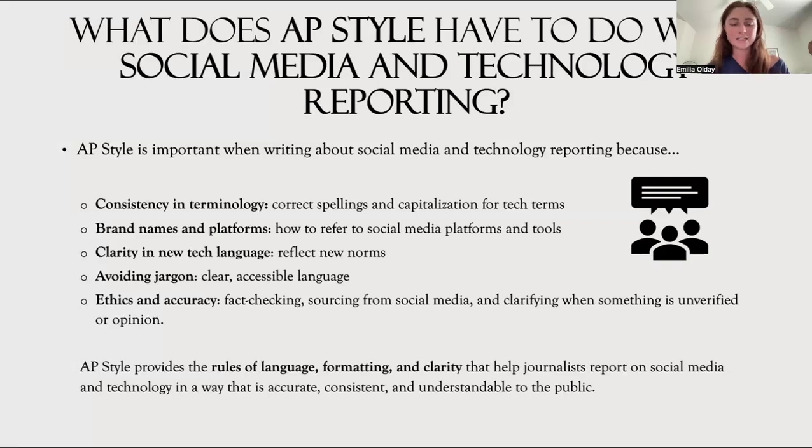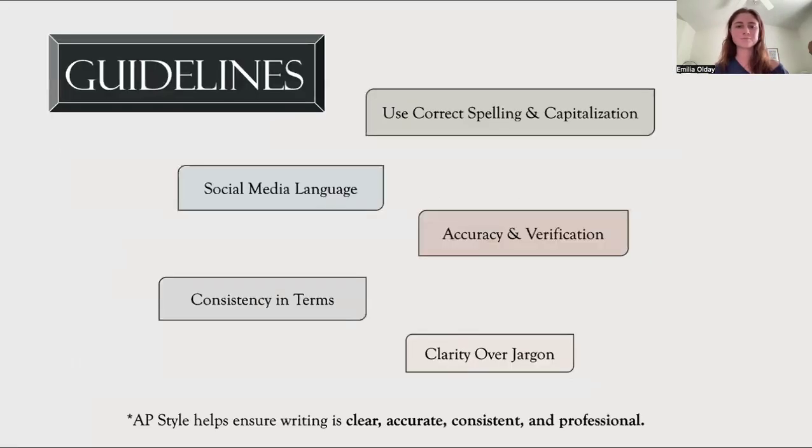Ethics and accuracy, making sure that any facts that are used are legit and not unverified or coming from nowhere. So want to make sure that the information is correct because misinformation can spread really quickly and you don't want to be the one to do that. AP style provides the rules of language, formatting, and clarity that helps journalists report on social media and technology in a way that is accurate, consistent, and understandable to the public.